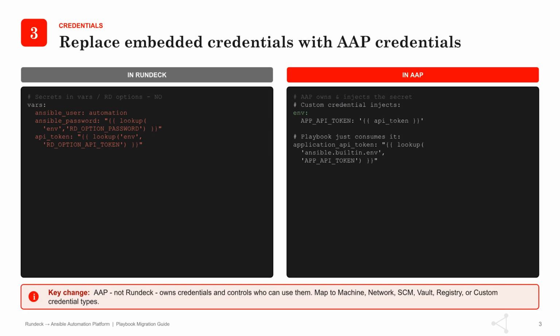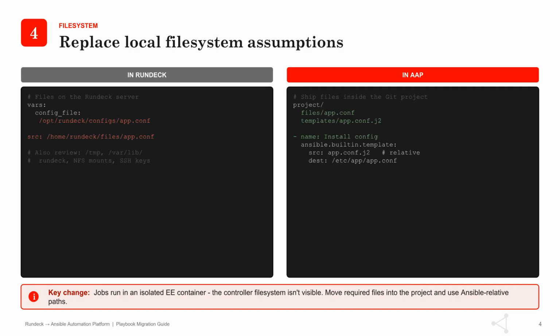Next, replace embedded credentials. AAP securely manages these for you. Use AAP's built-in credential types, such as machine, vault, or custom, to inject secrets into your jobs without hard-coding them in your playbooks. Move away from local file system assumptions. Since jobs run in isolated containers, the controller's file system isn't visible. Ship required files within your Git project and use relative paths so they are always available during execution.